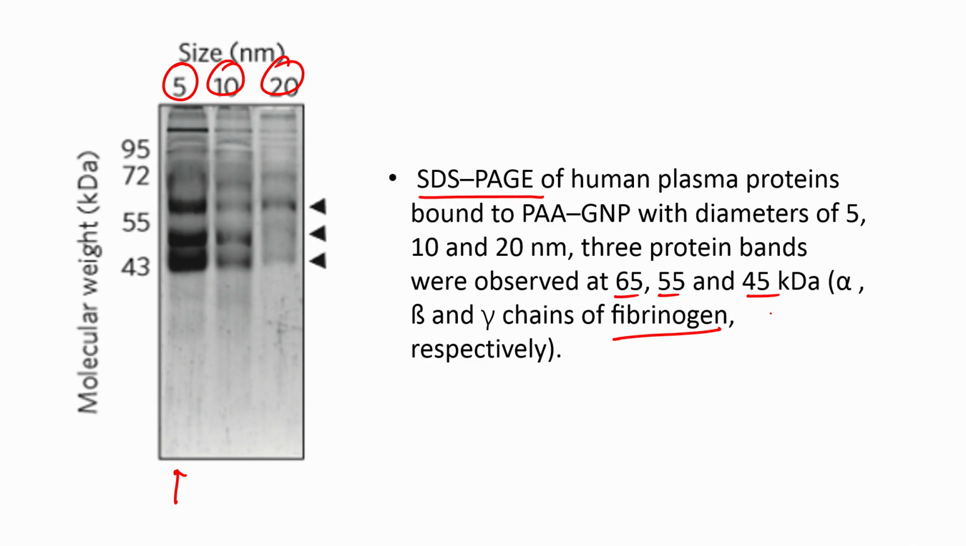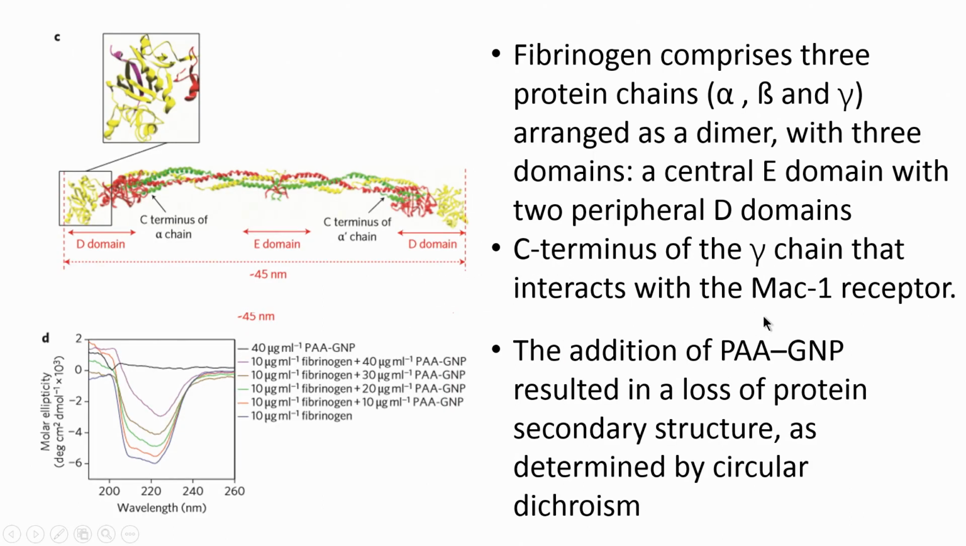Essentially, when I talk about this I am looking at 65 which is this band, the 55 which is this band, and then the 45 which is this band. So, these 3 bands were very prominent every time they did this experiment. Then they found out that this is actually nothing but 3 different chains of fibrinogen. So, that is what they are describing here.